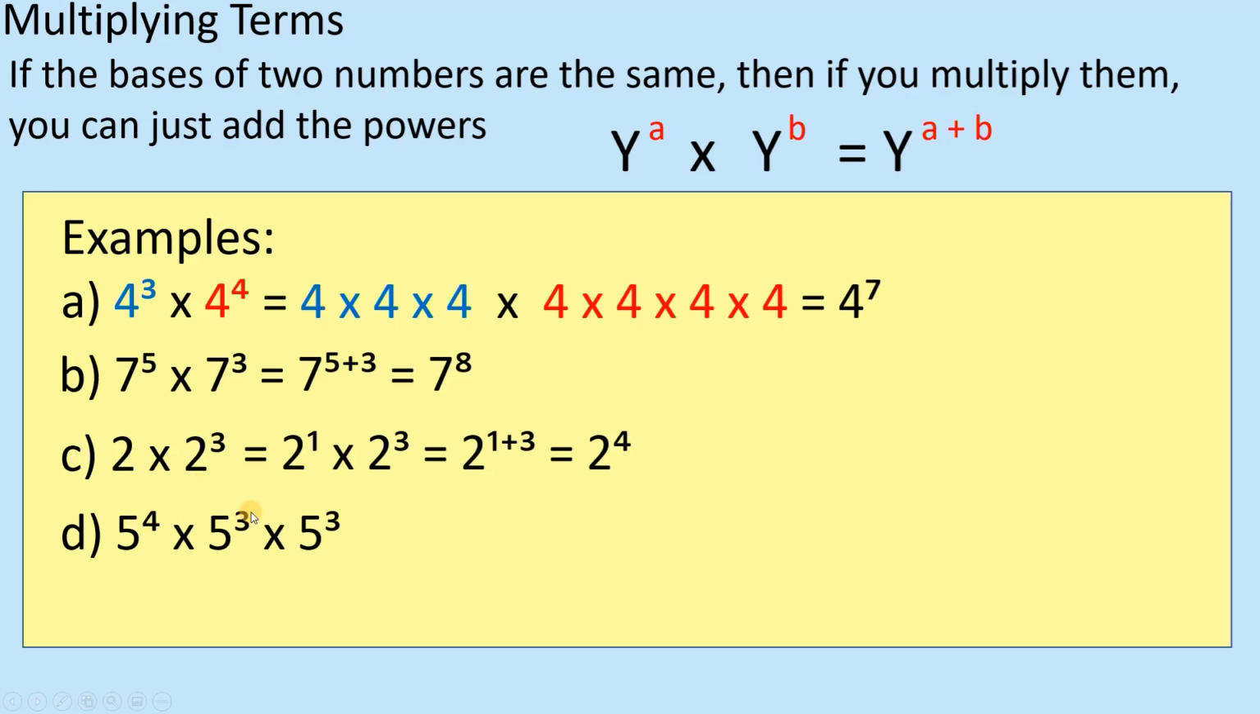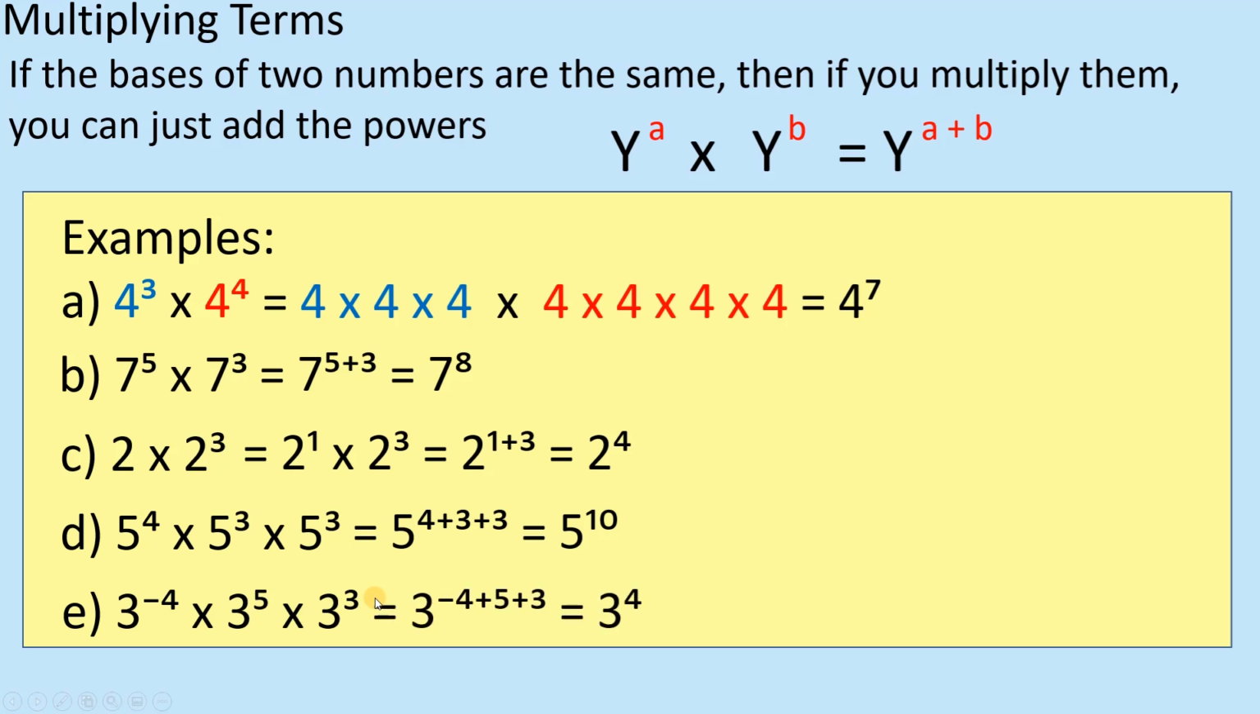It would be no different no matter if I had 3 or 4 or whatever. So it's still going to be 4 plus 3 plus 3, so that's going to give me 10, so it's 5 to the power 10. And even if it's negative numbers, the rules still apply. We haven't looked at negative indices in this particular lesson, but there is another one about negatives. But if you stick to the rules rigidly, you shouldn't have a problem. It's going to be minus 4 plus 5 plus 3, which is going to be 4. So it's going to be 3 to the power 4. I'm pretty sure that that's absolutely right. Okay, so that is multiplying terms.